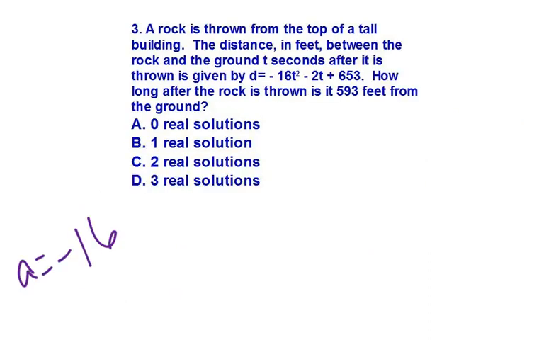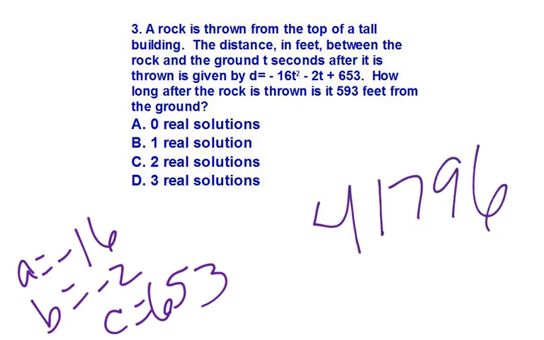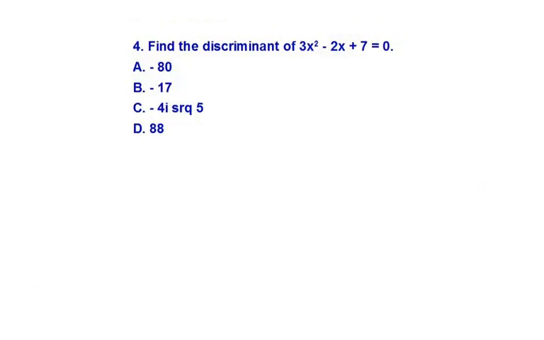A is negative 16. B is negative 2. C is 653. Notice I didn't even read the equation. Okay? I want to know the type of solutions. I have a formula. That's all I got to worry about. Got a huge number for this one, 41,796. All I care about is that it's positive, so I'm going to have 2 real.